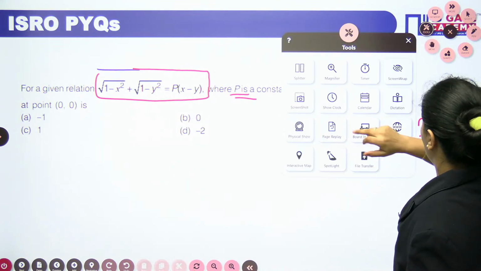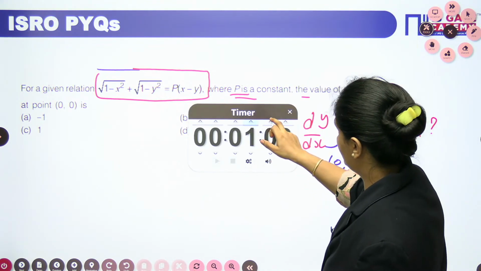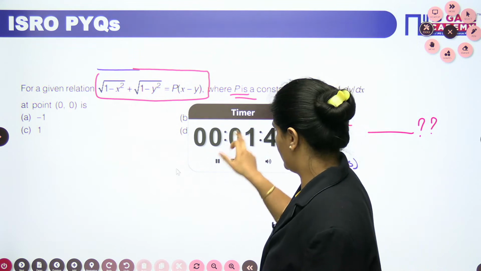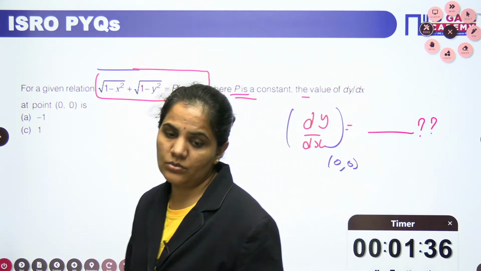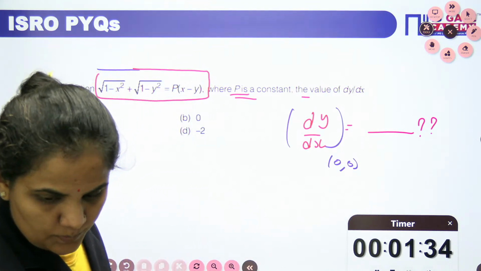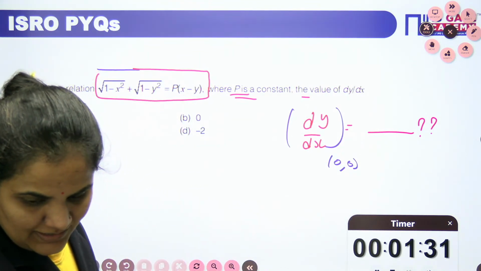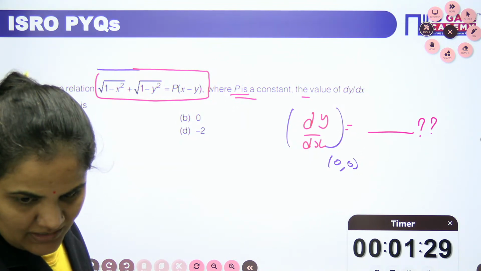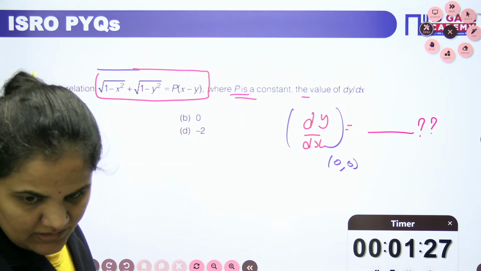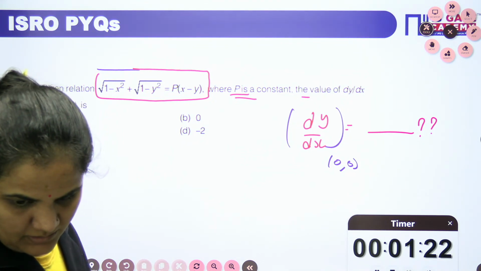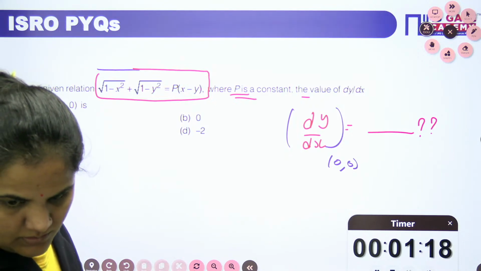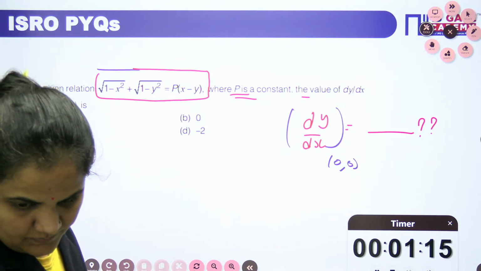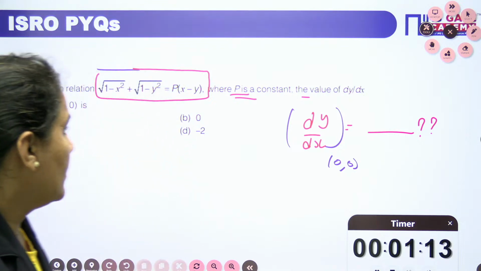I hope you can try this one and very easily you can approach the question. So let's go for it. Root of (1 minus x square) plus root of (1 minus y square) is equals to p times (x minus y). It is clearly mentioned here what p is. p is nothing but a constant.